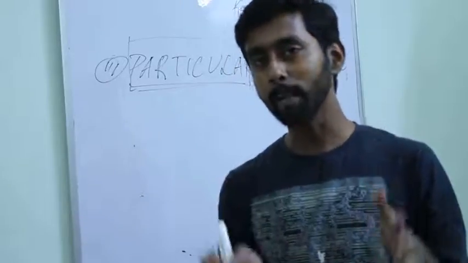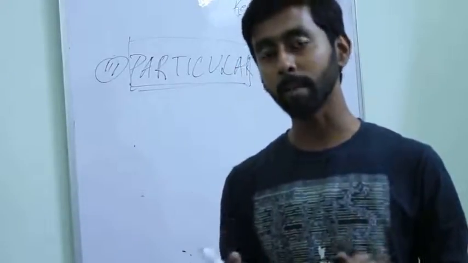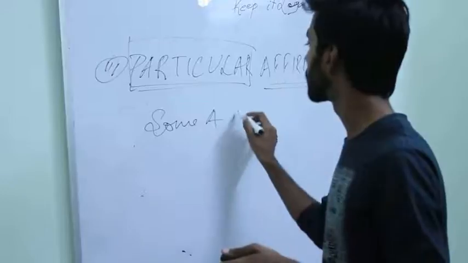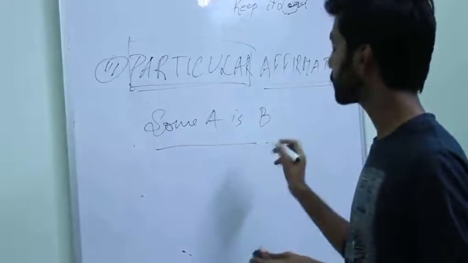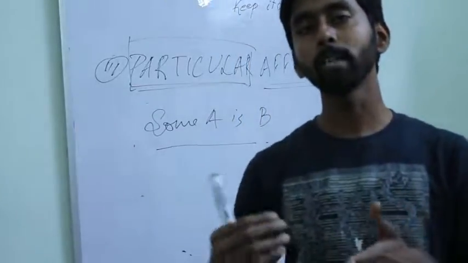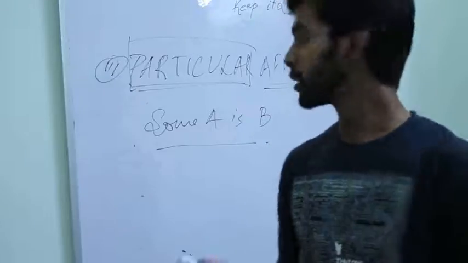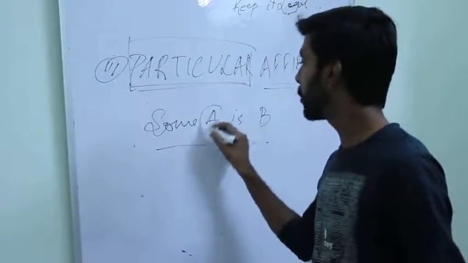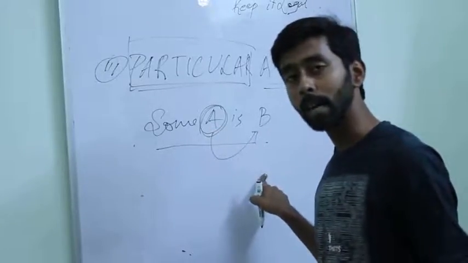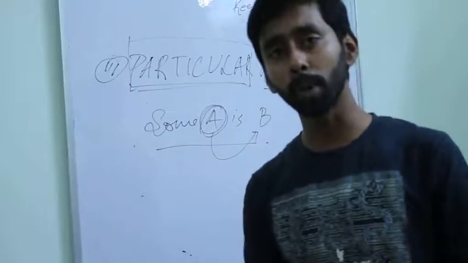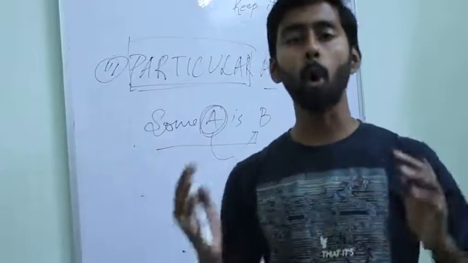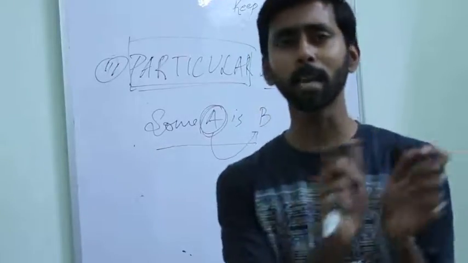Therefore, an example of this kind of statement is the particular affirmative: some A is B. In this kind of statement, it is easily seen that some of the elements of A belong to some of the elements of B. However, some of the elements are there which do not belong to B. Therefore, in this kind of statement, we are not talking about all the elements. We are talking about only a certain number of elements.